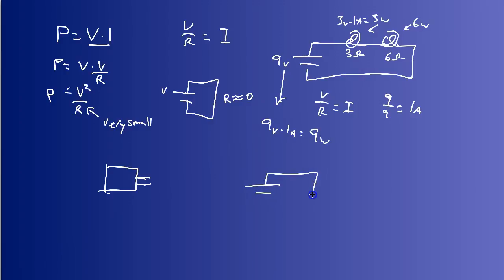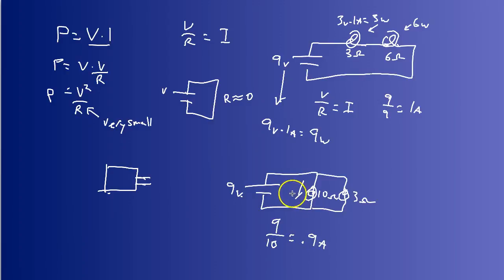Also in a parallel circuit, let's say that we have a 10 ohm bulb and a 3 ohm bulb connected, and we have a voltage of 9 volts here. If we want to find the power of this circuit, we first have to find the current through each bulb. I'll do this first one. The current through this bulb here would be 9 over 10, or 0.9 amps.